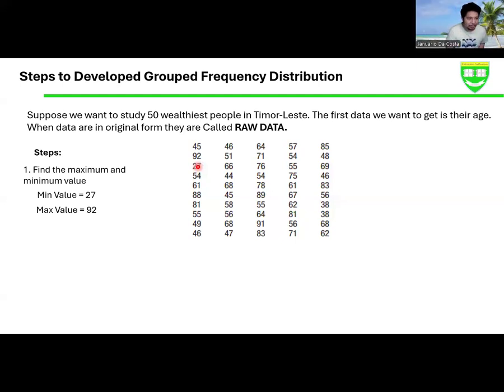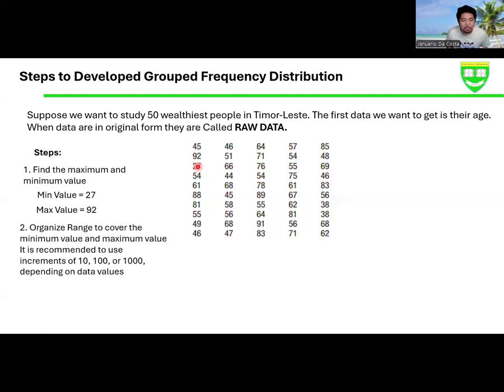Now the second step is what? The second step is you need to organize ranges to cover the minimum value and the maximum value. It is recommended to use an increment of 10, 100, or 1000 depending on what data values you have. When I look at the minimum and maximum value, I'm going to use an increment of 10.